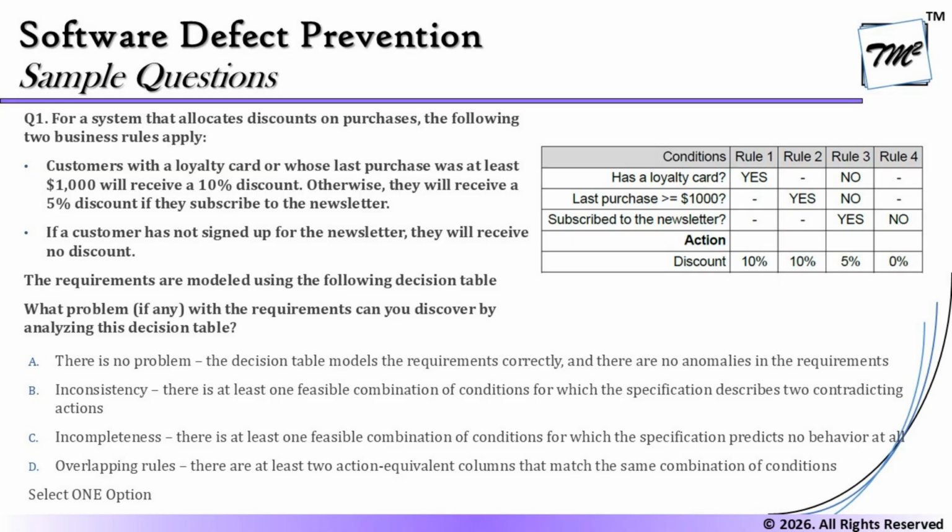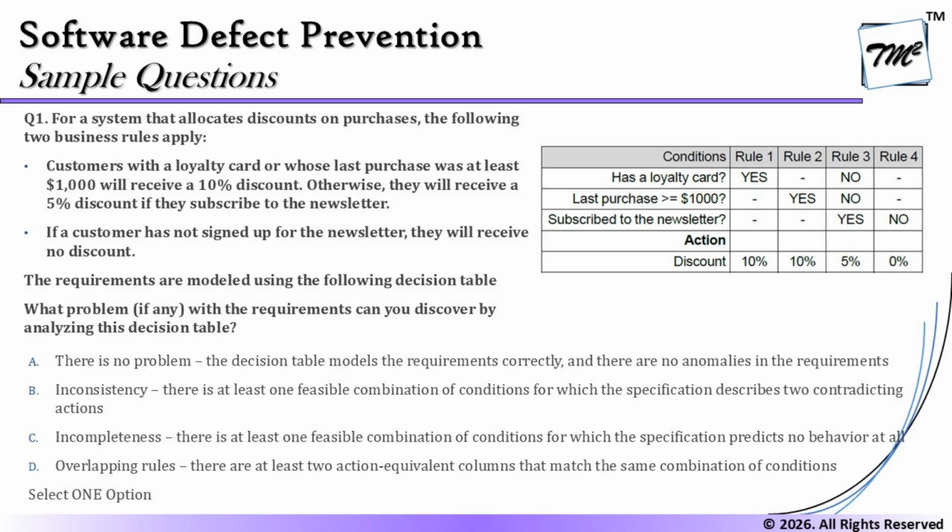Whereas rule number 3 says explicitly that you do not have a loyalty card, you have not spent $1,000 or more, but you have subscribed to the newsletter, then I'll give you 5% off. But in case you are not subscribed to the newsletter, it doesn't matter, you have no loyalty card or those other things are not applicable, then you don't get any discount. However, the table looks really great at this point comparing to the specification of the question we have. But let's look at the question.